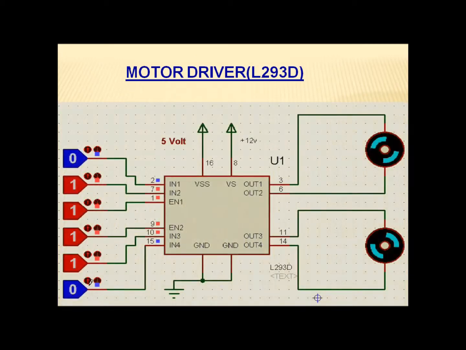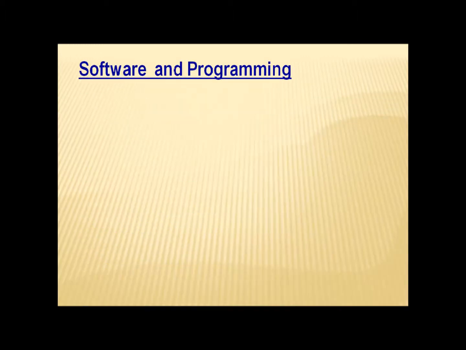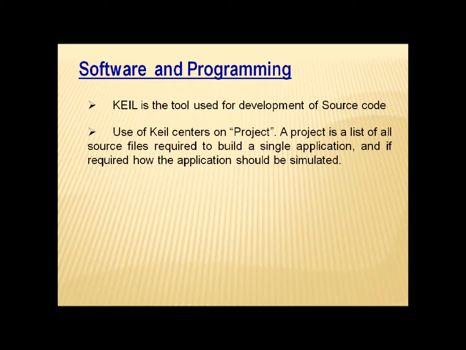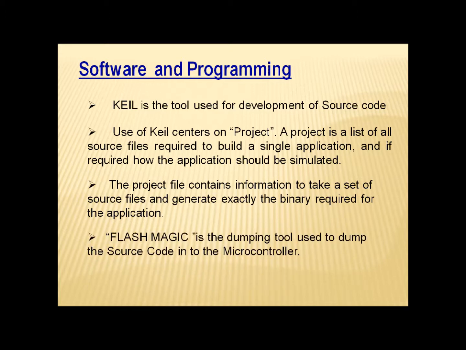Motor driver. This is a block diagram of the L293D motor driver. This is a block diagram of the power supply. Software and programming. Keil is a tool software used for source code. Use of Keil centers on the project. A project is a list of source files required to build a single application, and if required, how the application should be simulated. The project file contains information to take a set of source files and generate exactly the binary required for the application. Flashmagic is the dumping tool used to dump the source code in the microcontroller.